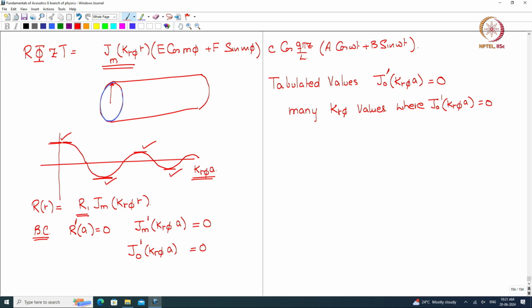If this is the pressure, this is actually the J0 function, right? This is a J0 function which is K r phi of r, like this. So let's say this happens to be the radius. This happens to be the cylindrical shell radius. Okay. Then at the wall you have J0 dash K r phi A goes to 0.